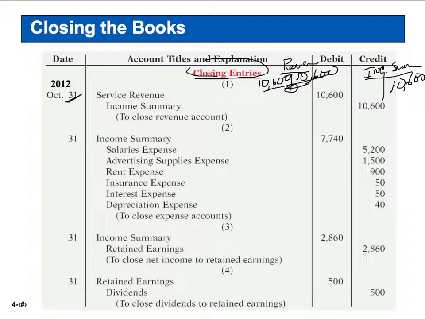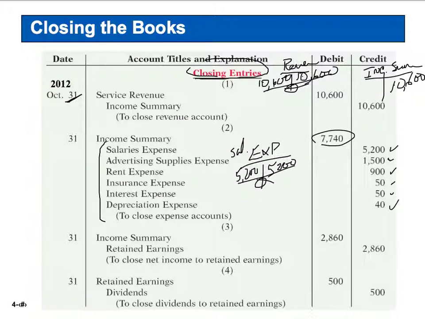So that's step one. Step two is I close all these expense accounts, which means I bring them to zero balance. Of course, salaries expense, all these expense accounts have debit balances, $5,200 for salaries, if this was salaries. So by posting this credit, $5,200, I close this expense account. I do the same for each one of these. And I transfer that total debit to income summary, $7,740.